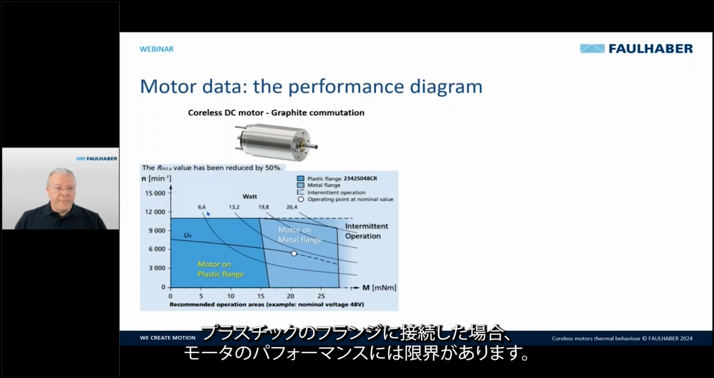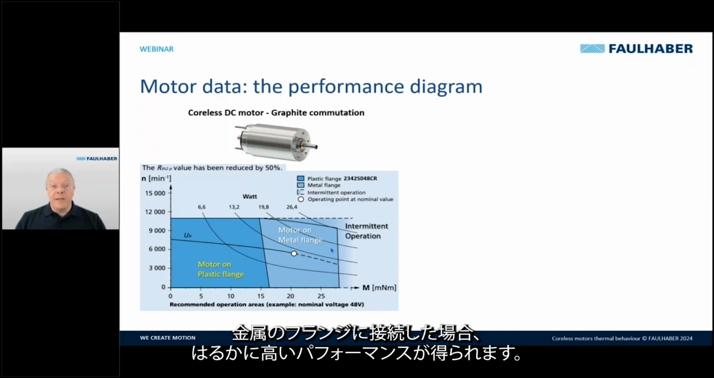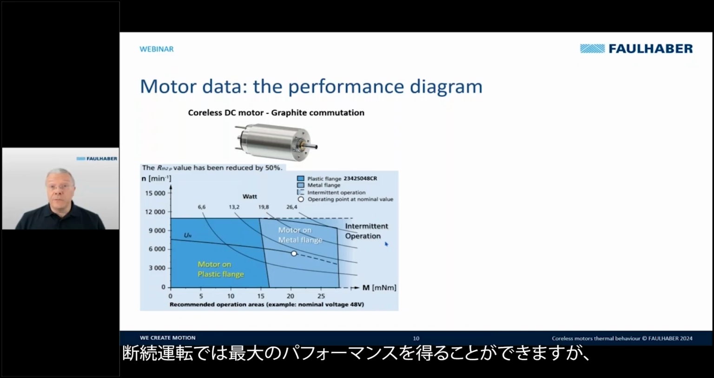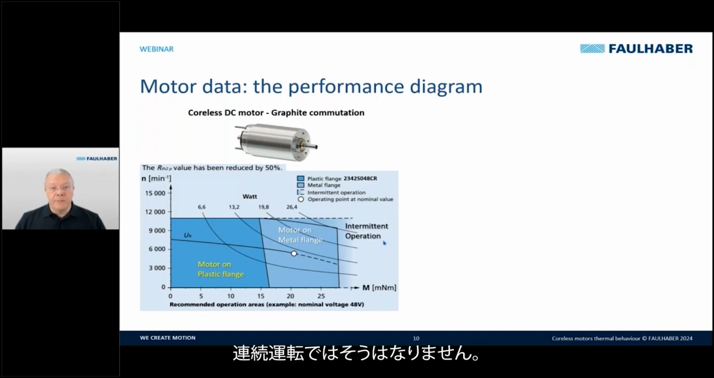So with the motor on a plastic flange, we have a limited performance. With the motor on a metal flange, we have a much better performance, and in intermittent operation, we have the maximum performance, but not in continuous operation.